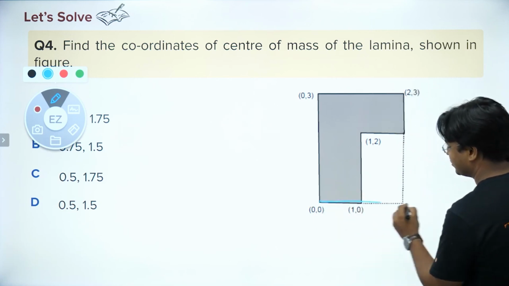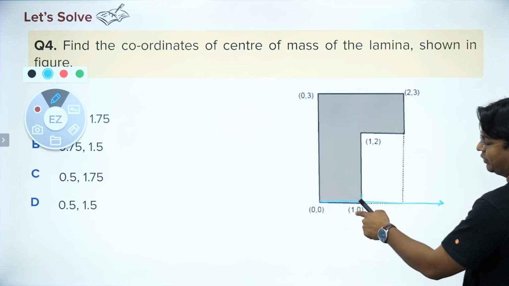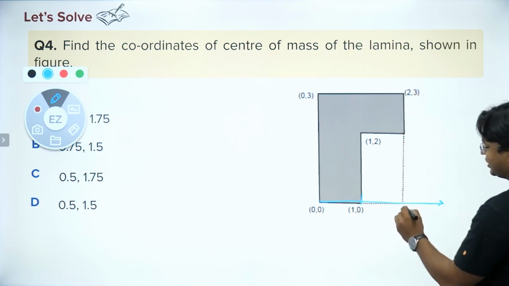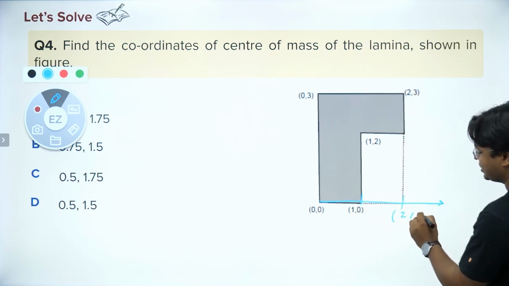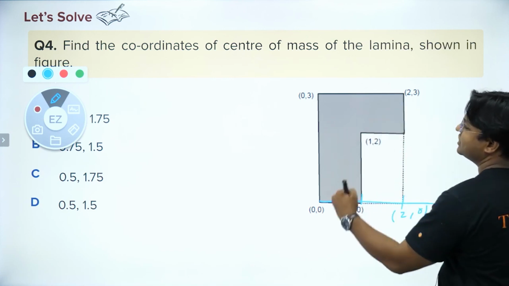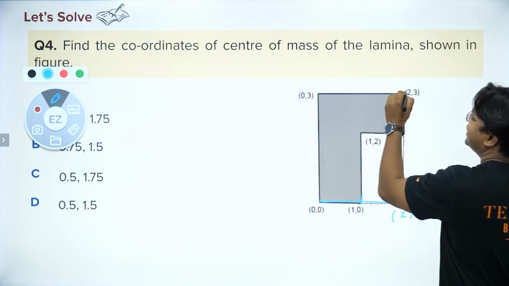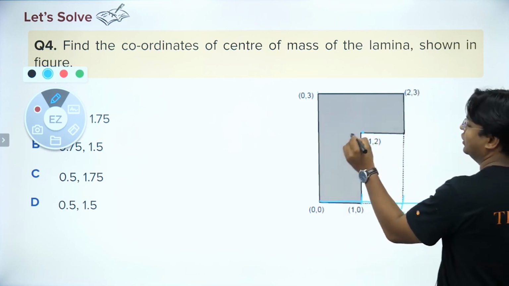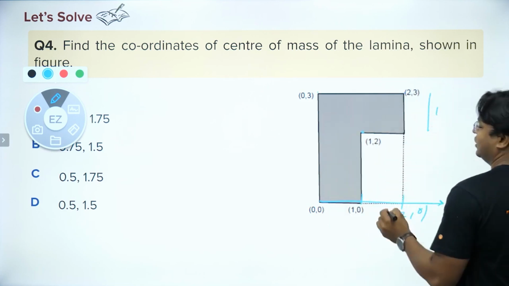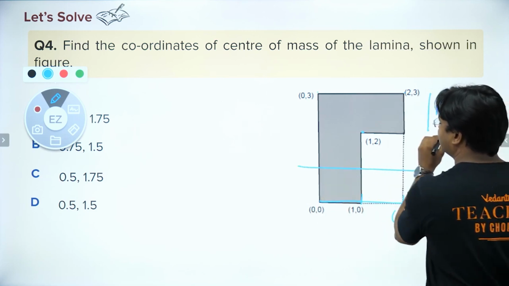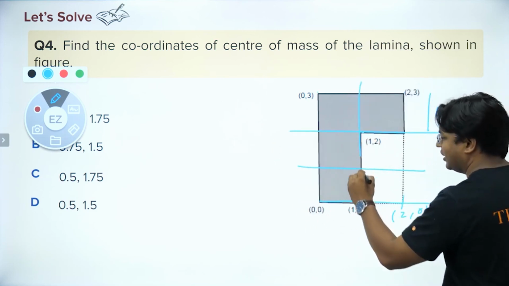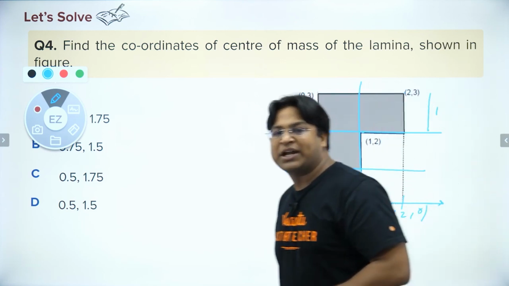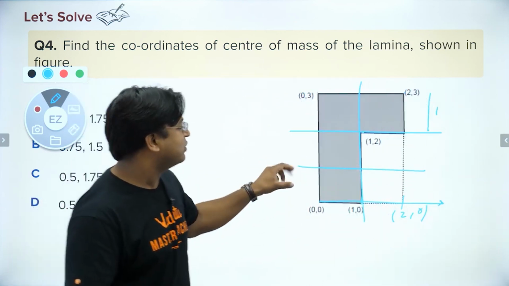This is 0, 0, so this is the origin. This is 1, 0, and this is 2, 3, so this point is bound to be 2, 0, right? And since the y coordinate is 3 here, and this coordinate is 1, 2, this height is 1. So I can divide this figure into squares like this. Okay, let's divide the figure into squares like this.